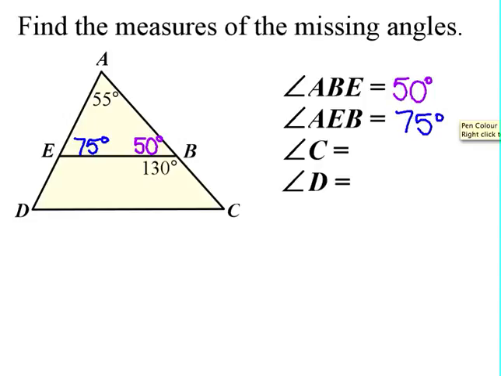With that in mind, what is angle C? C, right down here. 50. Why is it 50? Yep. That's the same as the angle B. And then what is D? D is 75. Good. Good job. So far, so good?